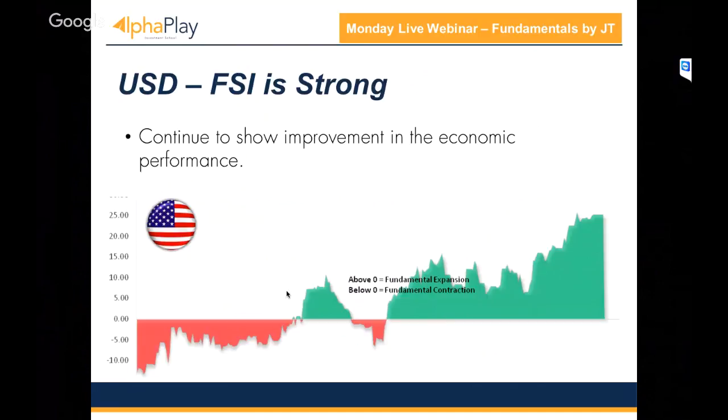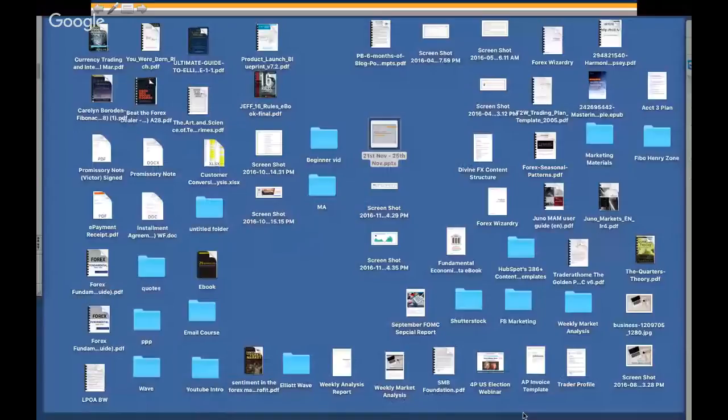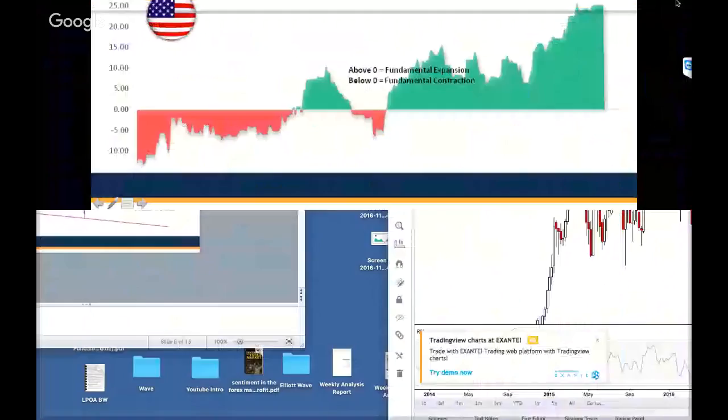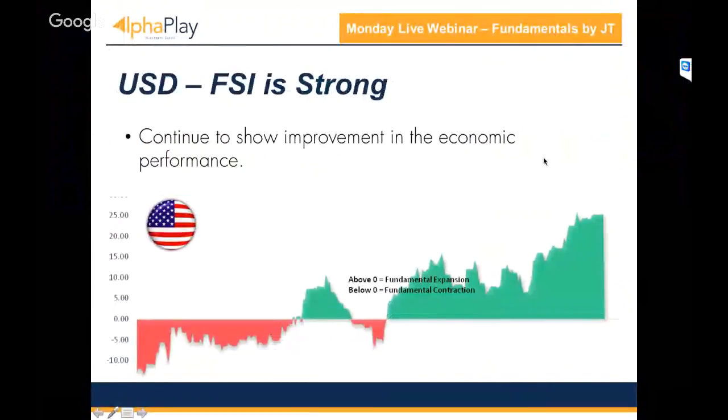To a certain extent, it is a 100% increase in rate. The market is pricing in about 96%, and you can see that that has already played out within the markets. The US dollar pair has strengthened significantly over the past few weeks, and the FSI has successfully captured that trend. You can see that the green side shows that there is an expansion, and the red side is contraction.